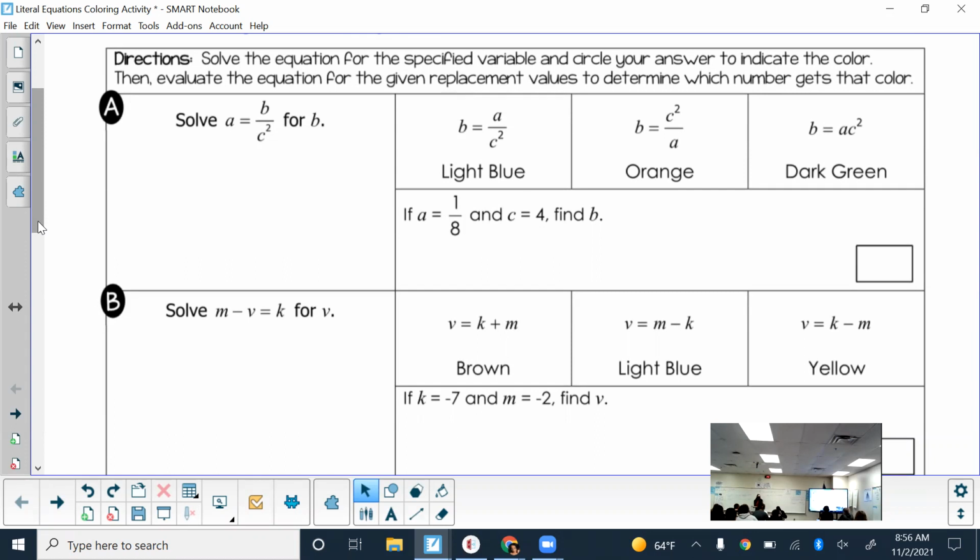So when I check this one tomorrow, I'm just gonna look for, did you show work for the rearranging? And did you pick the right one? That's pretty much it. The substituting, I don't really care for. All right, but let's just do some examples.